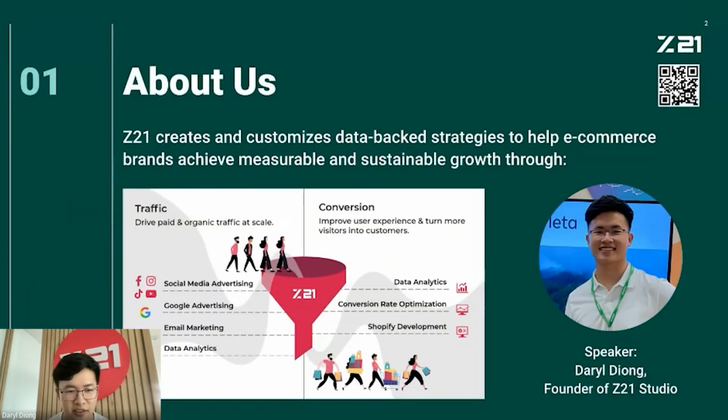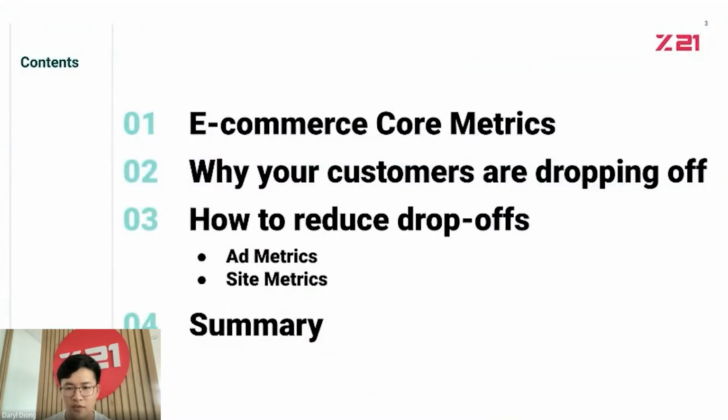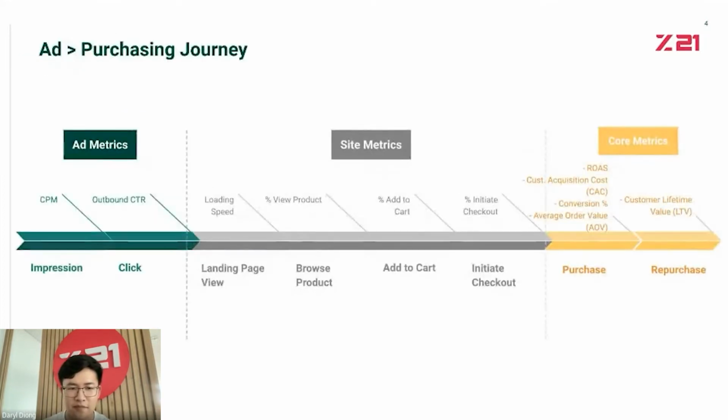Let me introduce myself. So I'm Daryl, C21. We are an e-commerce growth agency. We do two things, traffic and conversion. We basically bring visitors to the site and think about how to convert those visitors into buyers. A few things we are covering today: e-commerce core metrics, why your customers are dropping off, how to reduce drop-offs, and finally, we summarize everything.